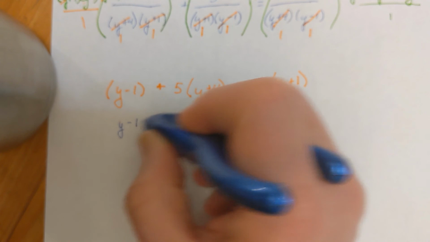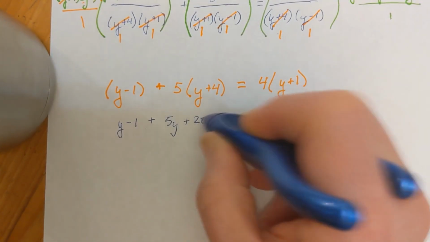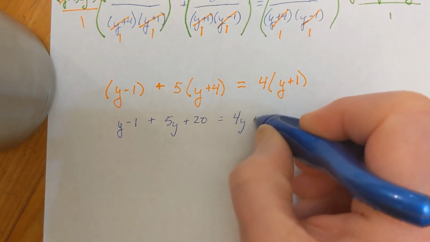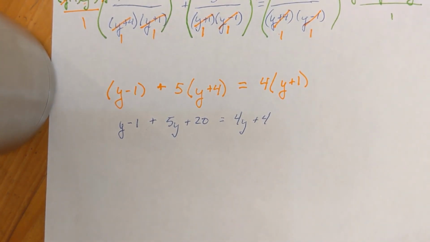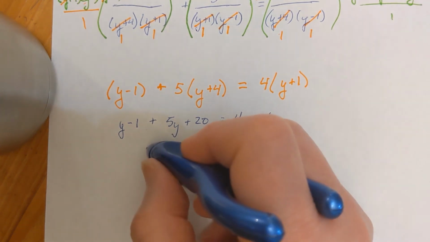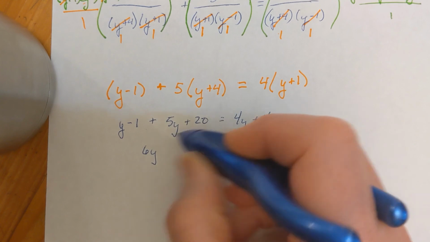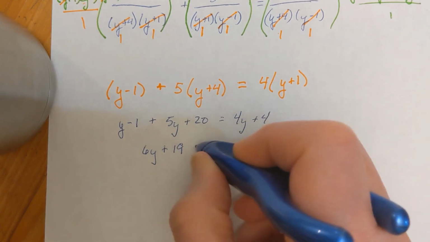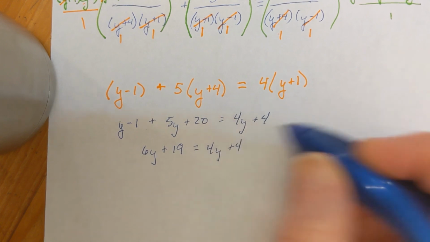y minus 1 plus 5y plus 20 equals 4y plus 4. All I've done is distribute across those parentheses. I'm going to combine like terms. This will give me 6y plus 19 equals 4y plus 4.